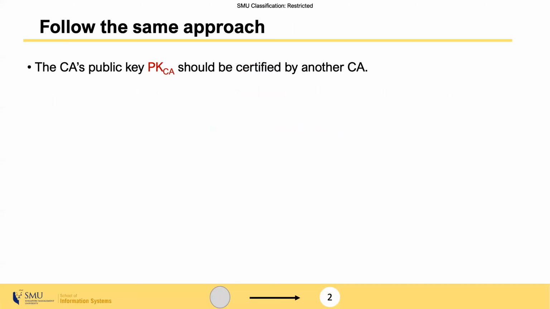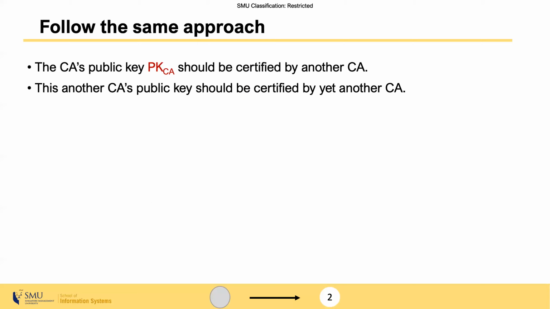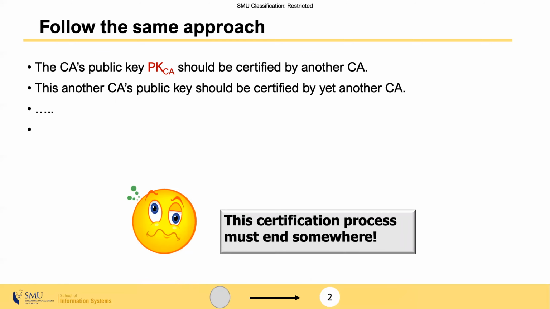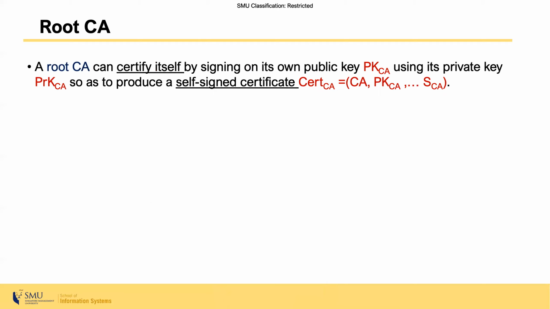Well, you can follow the same approach. To ensure that the CA public key really belongs to the CA, we can ask for the certificate of the CA itself, which could be certified by another higher level certification authority. And that CA's public key should be certified as well by yet another CA, and so on. And when do we stop? This certification process must end somewhere. That's where this concept called trust comes in. It has to stop somewhere.